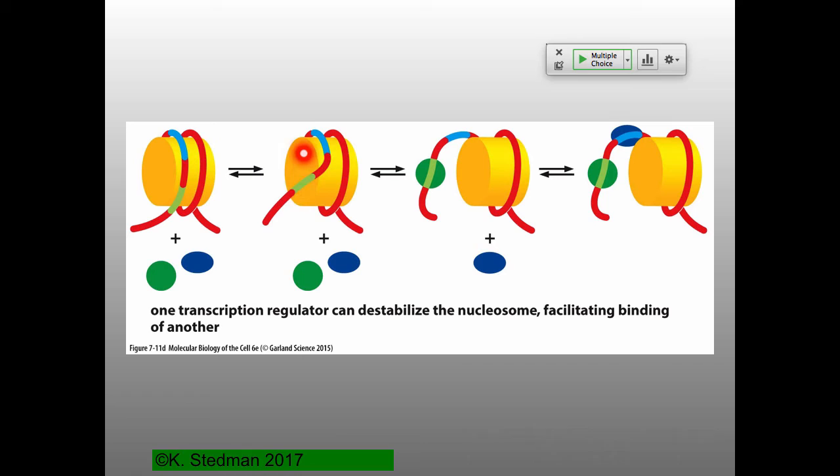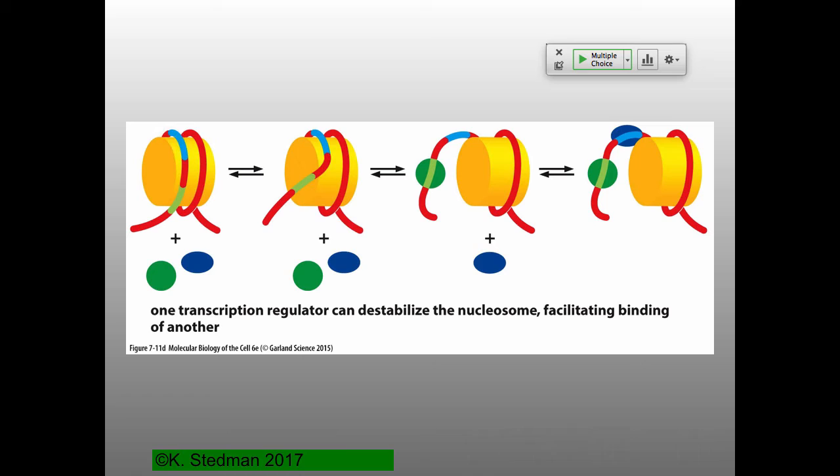And so what seems to happen in many cases, and we'll talk about this much more when we talk about individual regulatory processes later on, is that you'll have a chromatin remodeling complex that allows one of these sequence-specific DNA binding proteins to associate with the DNA. But once that first one is associated, the rest of them, through these protein-protein interactions and cooperative interactions, seem to be able to displace the nucleosomes from these kinds of templates.